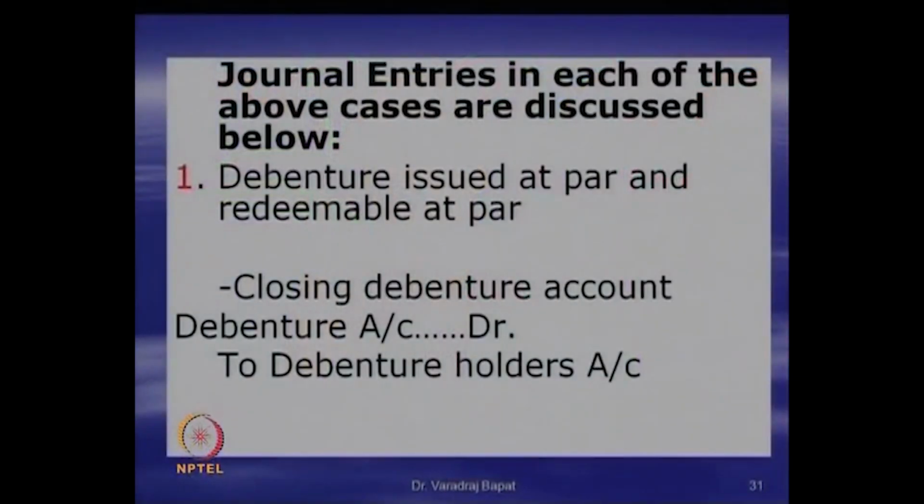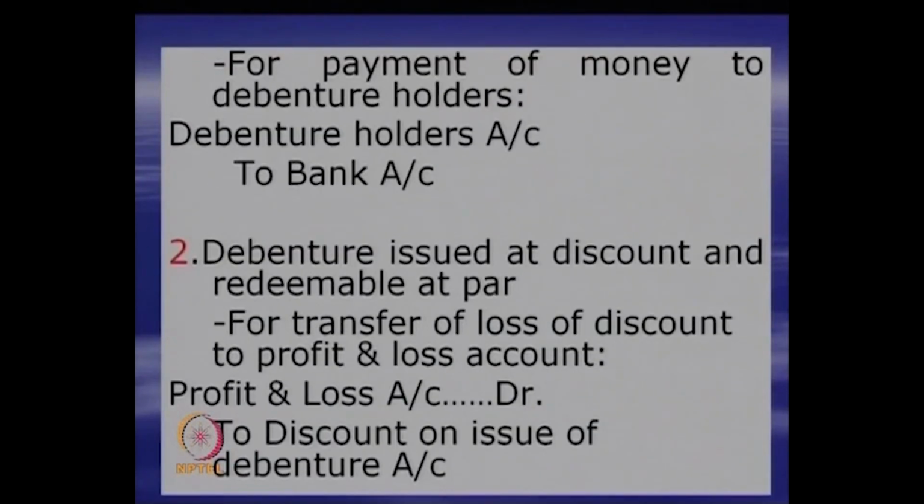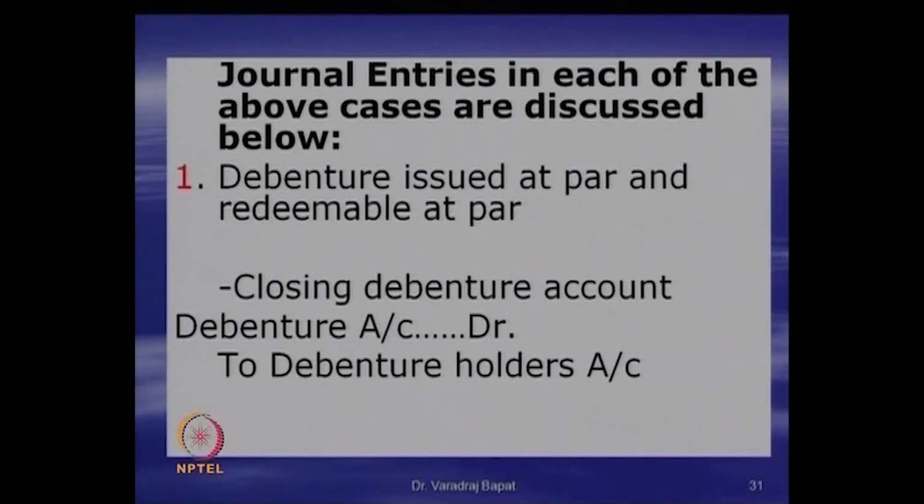Now, let us understand the entries for recording the redemption. When the debenture is issued at par and redeemable at par, then for closing the debenture account, it is debenture account debit to debenture holders account, and when we pay, it is debenture holders to bank. In this first case, both were at par, so issued at par and paid at par. Just try to see the basic entries because they will be repeated in all other cases.